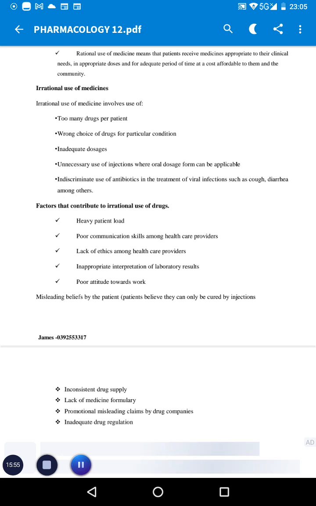And then unnecessary use of injections, where sometimes drugs or tablets can work. Sometimes people can just say that you have to go for injection, and yet your condition can be treated with tablet. Let's say you have flu, just a minor flu, and they say you're going to get injection for 5 days. That is irrational.